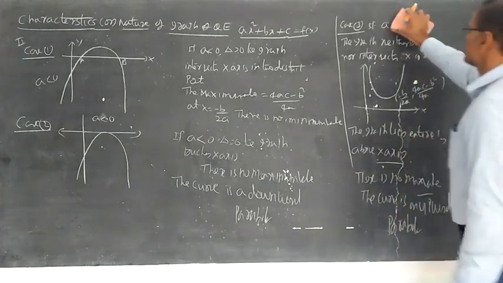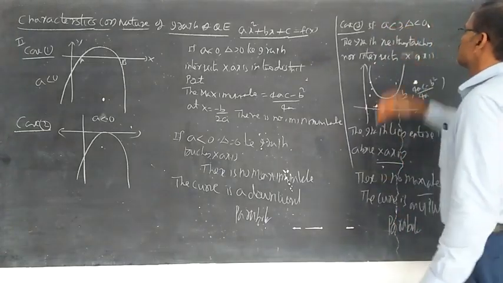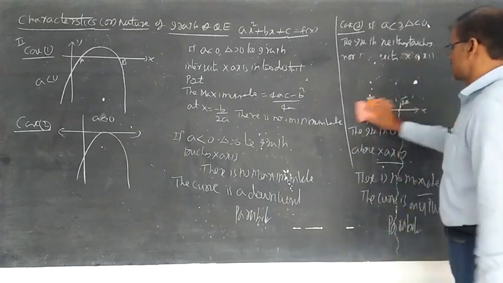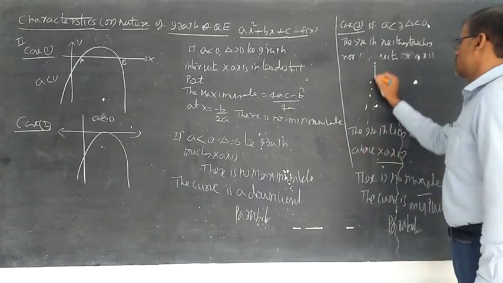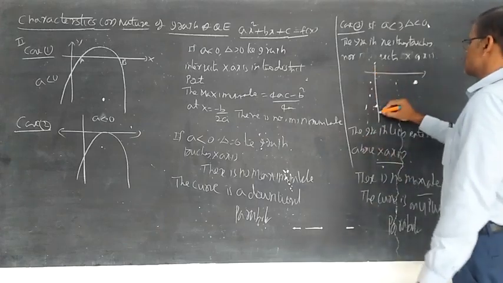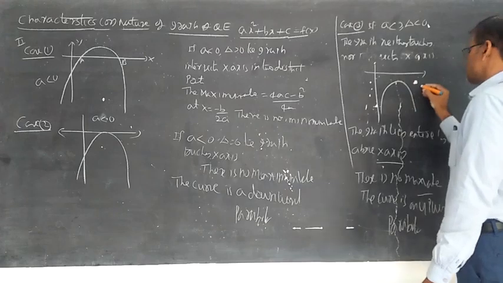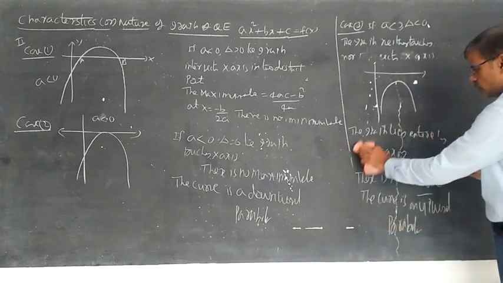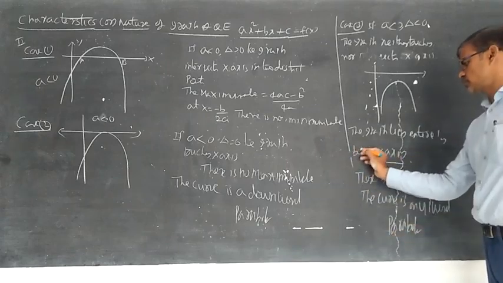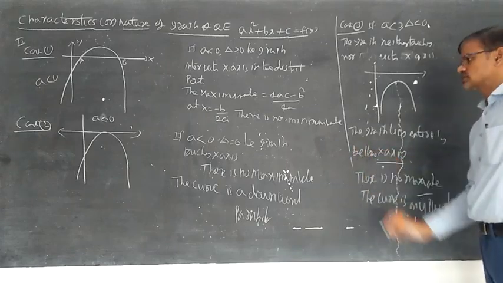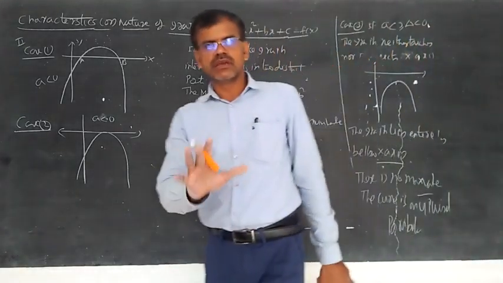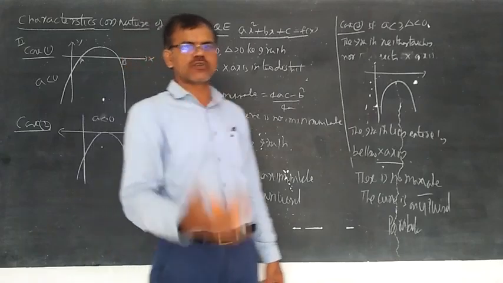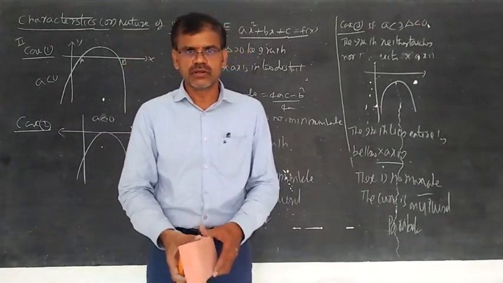And now case 3: a less than 0, delta less than 0. The graph neither touches nor intersects the x-axis, and the curve is a downward parabola. Draw like this. There is no question of intersection, there is no question of touching. The graph lies entirely below the x-axis. Simply, the meaning is if a less than 0, the graph is downward, and if a greater than 0, the graph is upward.